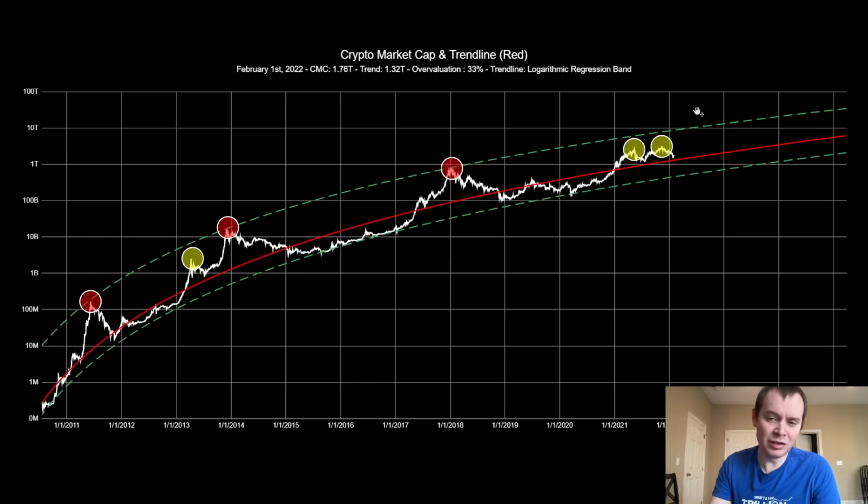Now, one of the things we can do is we can take the percent difference between the total crypto market capitalization and the fair value logarithmic regression trend line, which again is a monotonically increasing function. The reason I say that and I stress that is because the reference point to the overvaluation or undervaluation is constantly changing.